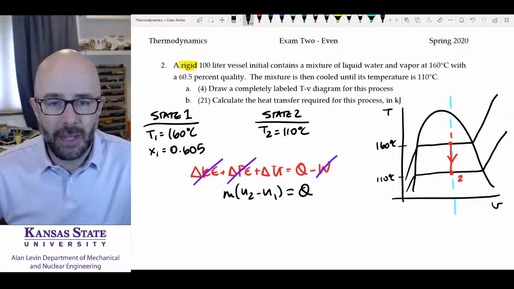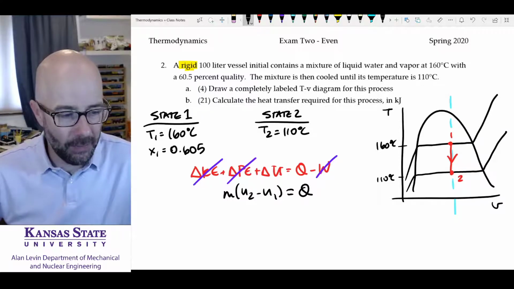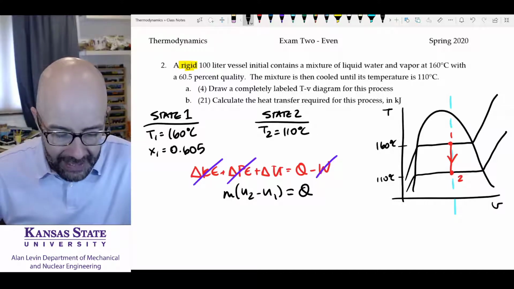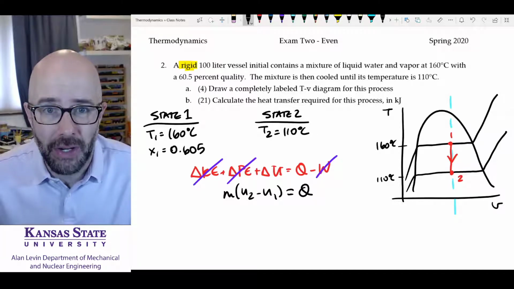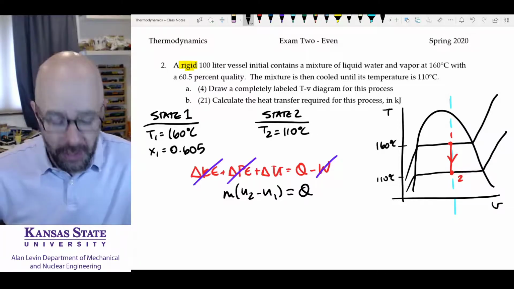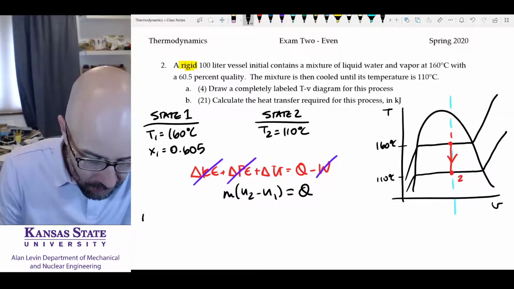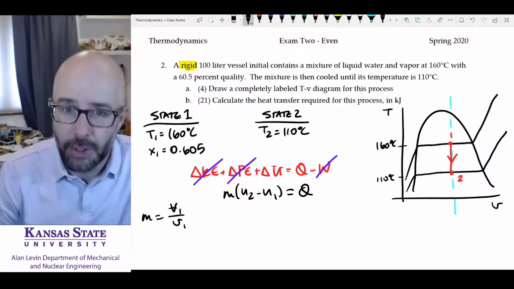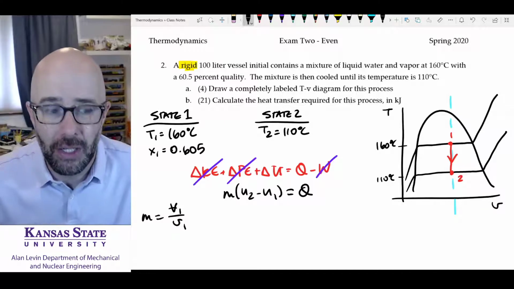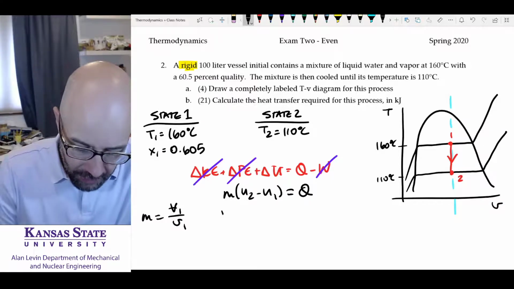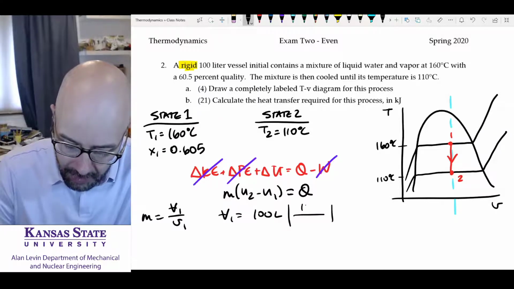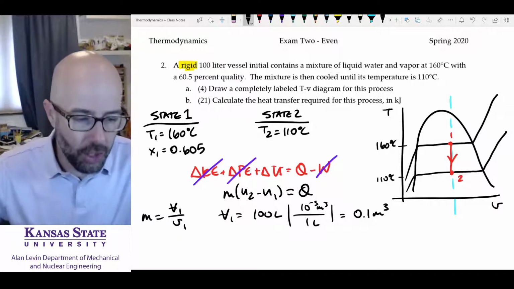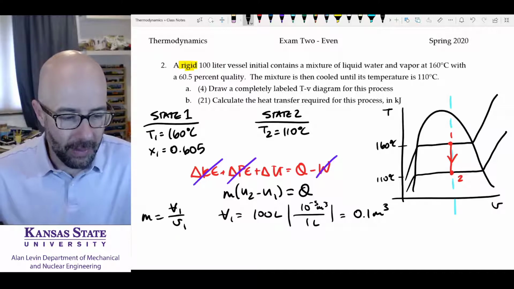Okay, now I need to do some things to help myself set the state here, and I need to find out a couple of things. I don't know what the mass is, and I don't know what the internal energies are. So for the mass, I'm going to have to take into consideration that mass is equal to volume all over specific volume. And I've been given the volume, it's a 100-liter tank. So we have to say that volume 1 is 100 liters, and we do our conversion that we did in the previous problem, 10 to the minus third meters cubed over 1 liter. So we're going to get 0.1 meters cubed as the volume of my tank.